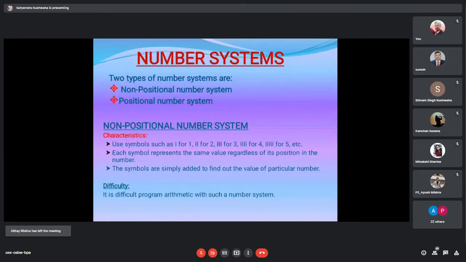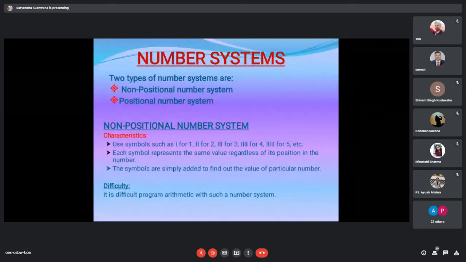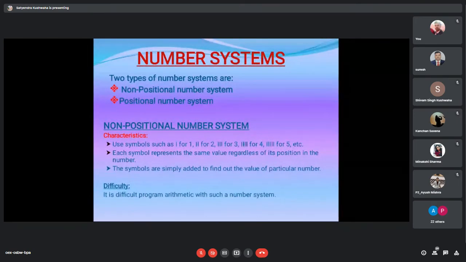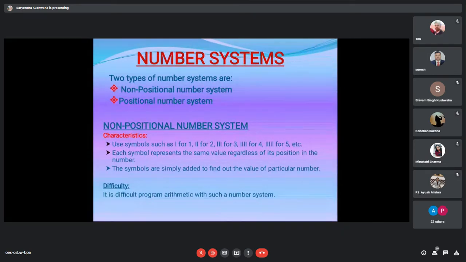Characteristics of non-positional number systems are: in a non-positional number system, we use symbols such as I for 1, II for 2, III for 3, and so on. Each symbol represents the same value regardless of its position in the number. The symbols are simply added to find out the value of a particular number. The difficulty of using a non-positional number system is that it is difficult to program arithmetic with such a number system.